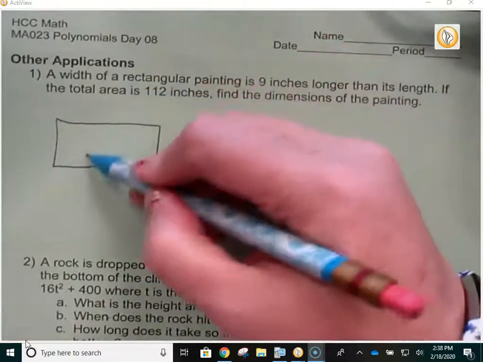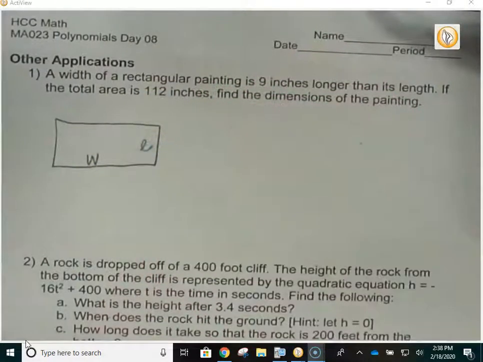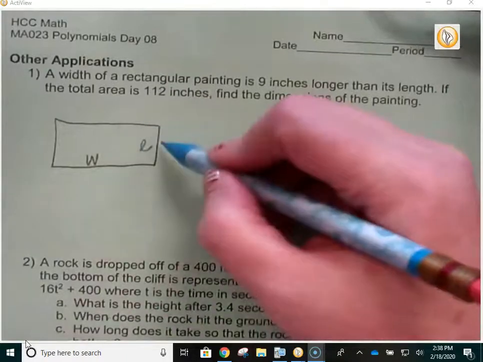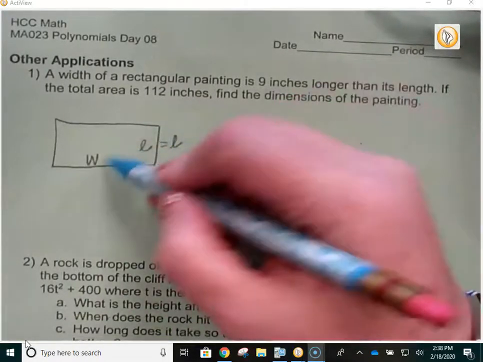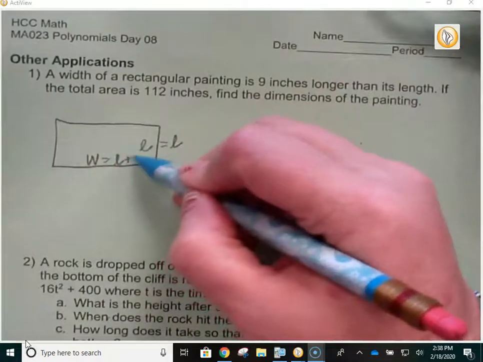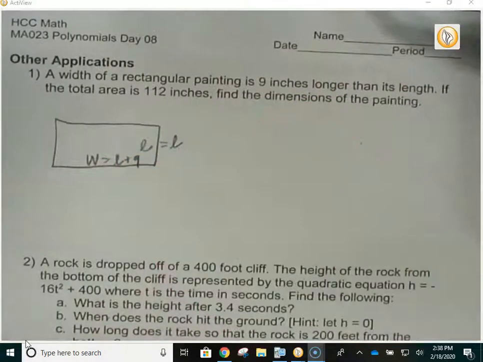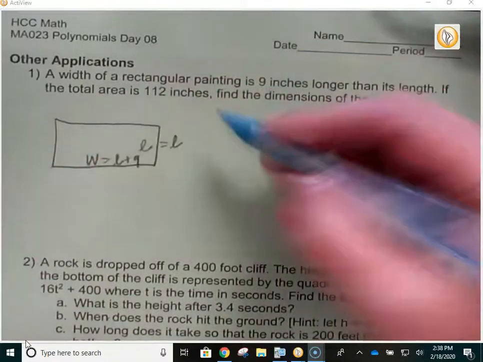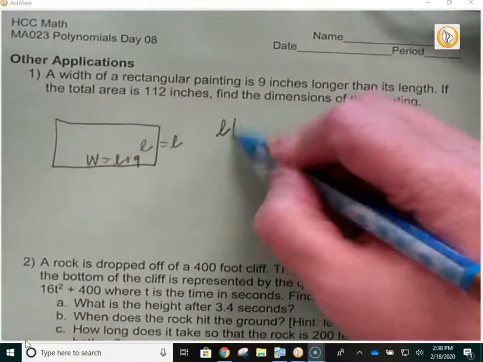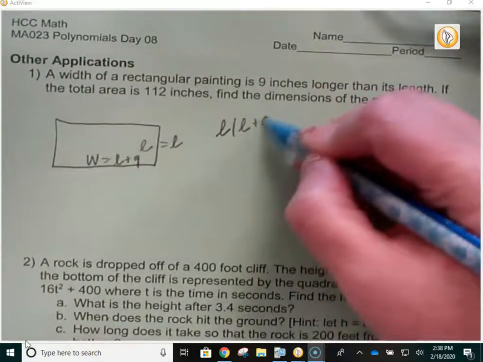It says the width of a rectangular painting is 9 inches longer than its length. So if my length is L, then my width is L plus 9, because it's 9 inches longer than the length. So to find the area, I multiply my dimensions.